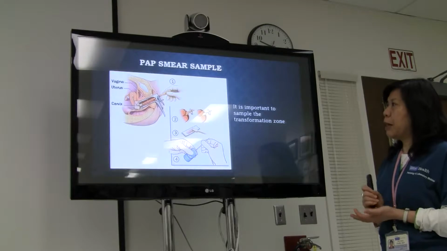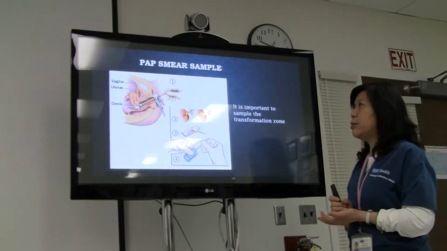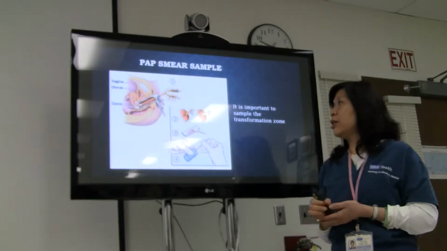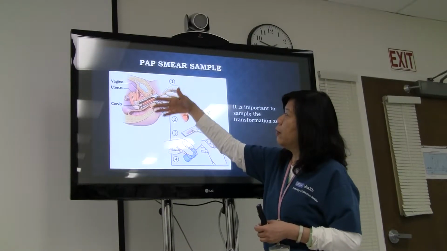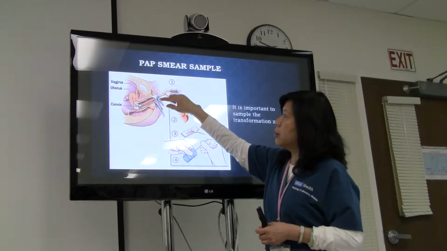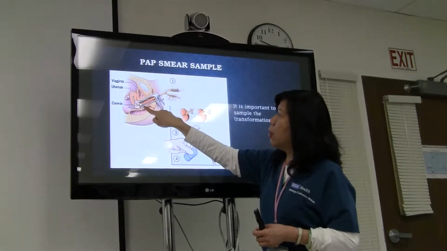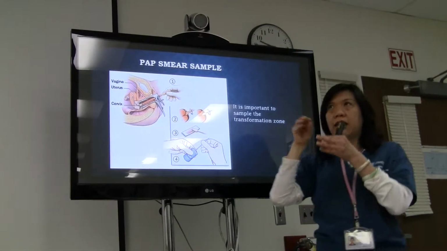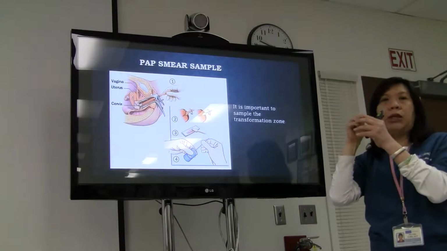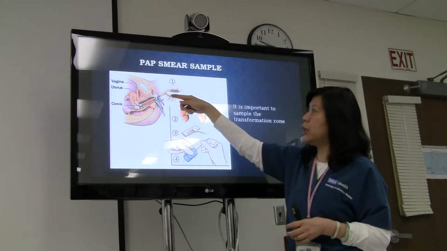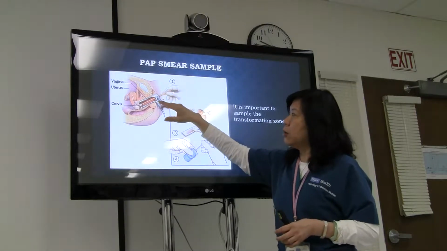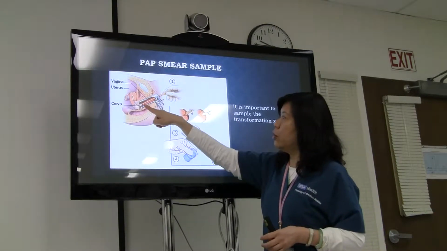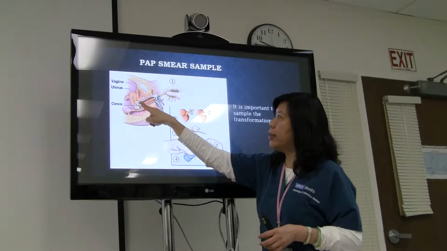Okay, so pap smear sample. We talked a little bit about pap smear sampling the other day. So here is a cross-section view of the pap smear sampling. This little device is called a speculum. It's like a duck-beak shaped little device. They insert it into the vagina and they open it, so the doctor could visualize the cervix area.